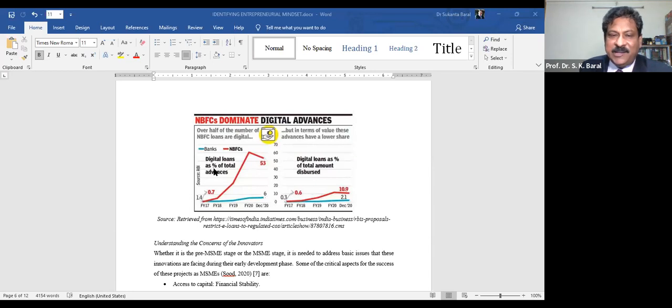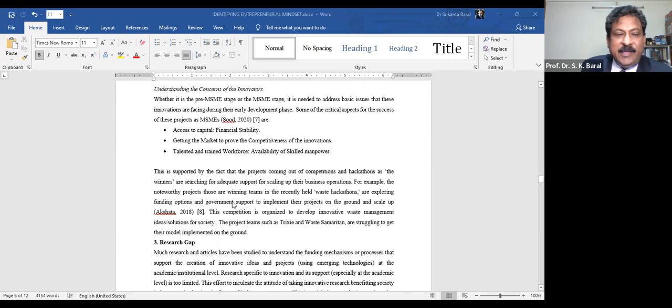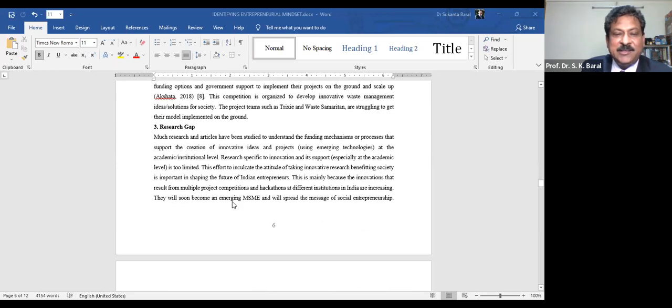So I wanted to tell here how digital loans have grown in different financial years. And this is digital loans, total disbursed. This is digital loans percentage of total advances. And again, I have pointed out the research gap. I told you, unless you understand the research gap, you cannot develop a paper properly.